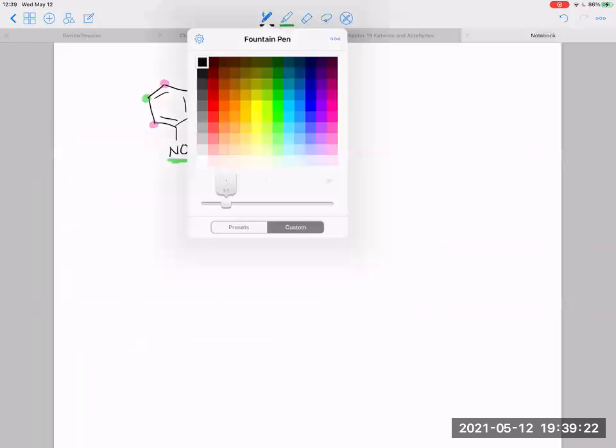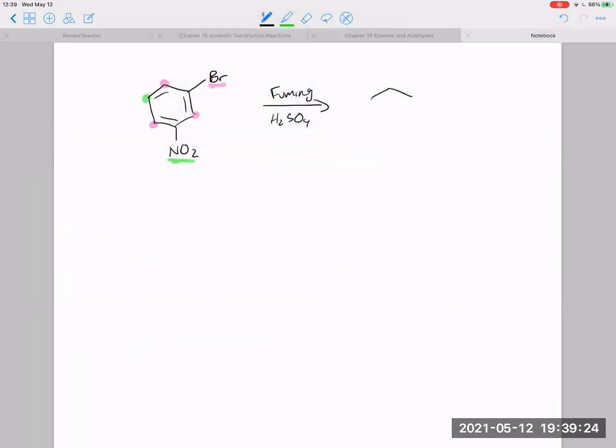Just like you'd expect in a wrestling match or something, it's the strong that wins. And so our final product here would direct it to the meta position. And so that was what we would get for this reaction here. All right, so that's when all that strong, weak, moderate classification business comes into play.